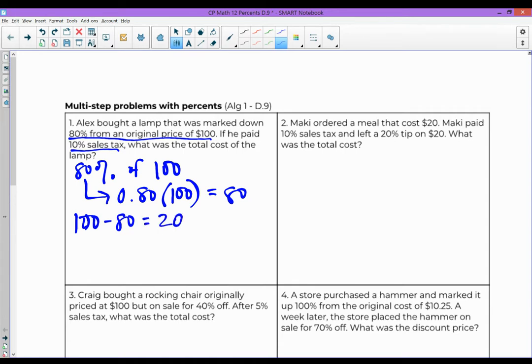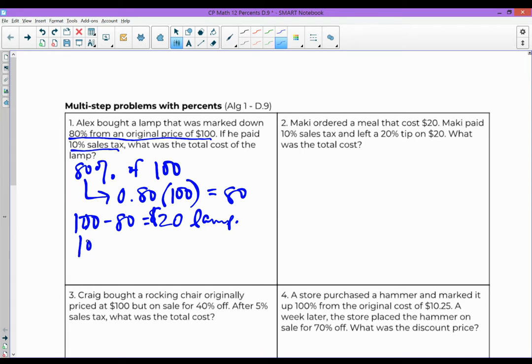Okay, so let's think that through logically. The lamp was marked down 80% from an original price of $100. So the lamp is now $20. If he paid 10% sales tax, what was the total cost of the lamp?